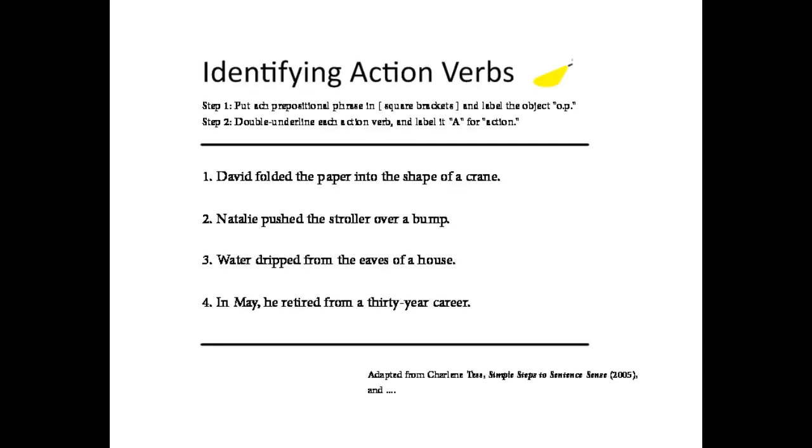So here are 4 sentences on the handout. Make sure you're following along. I want you to do step 1, put the prepositional phrase in square brackets, label the object OP. Then do step 2, double underline the verb, and label it A for action. I'm going to go ahead and tell you all the verbs in these 4 are action verbs. Hit pause now and do that.